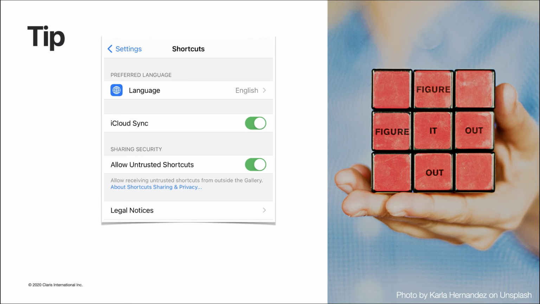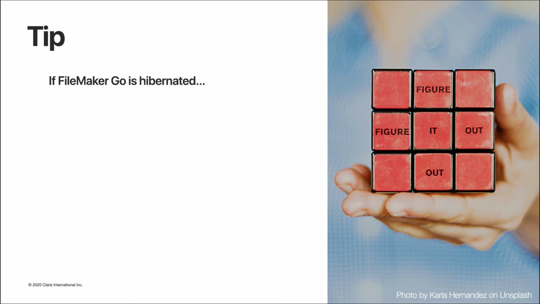But there's a sharing security setting. Let's say you download some shortcuts from the gallery or from other sources. It has a funny verbiage here. It says allow untrusted shortcuts. Well, if you trust the person you're getting it from, you're allowing that shortcut to be installed. Anyway, just a heads up, that option needs to be on. Otherwise, you will not be able to import shortcuts from other people.